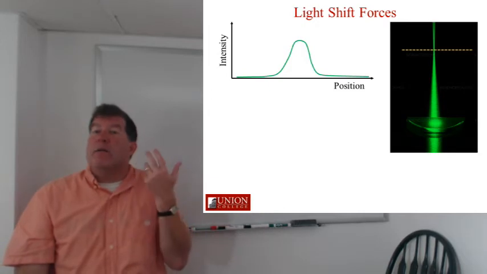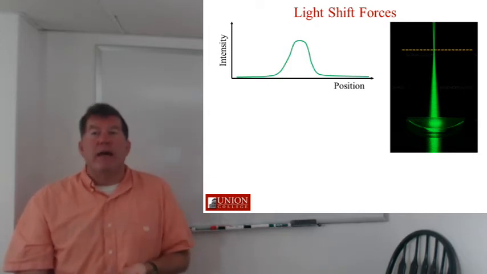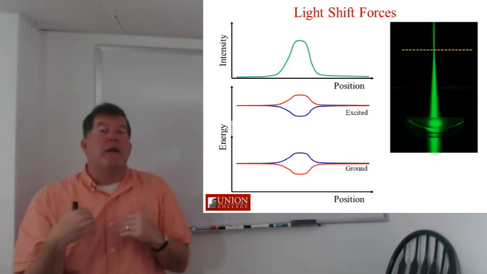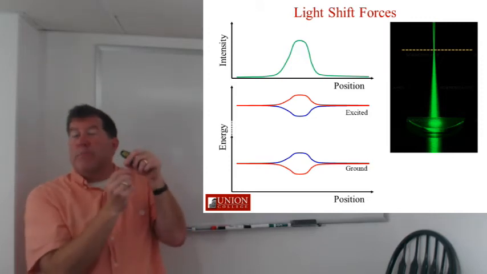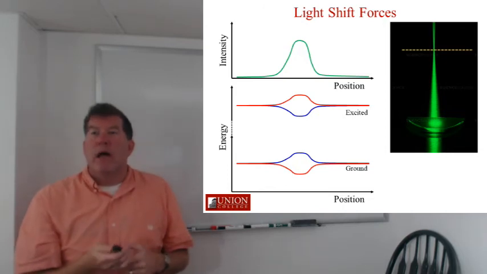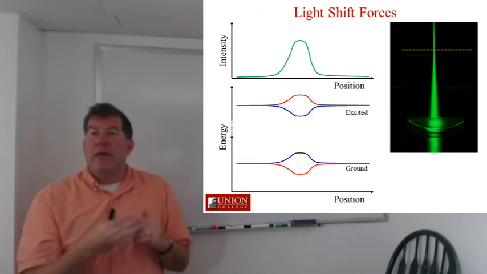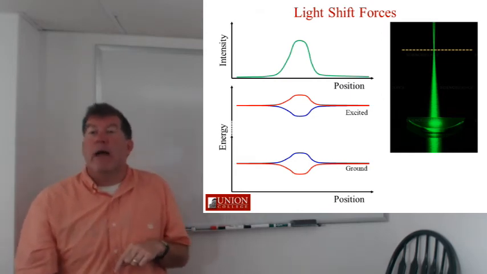Well, that light intensity will also shift the energy levels of the atoms. And if I detune that laser to the red of the frequency that the atoms want to absorb, it will tend to push those states apart. The ground state will go down in energy, the excited state will go up in energy. On the other hand, if I tune the frequency a little too high, so it's blue detuned, then the ground state will go up in energy and the excited state will go down in energy.